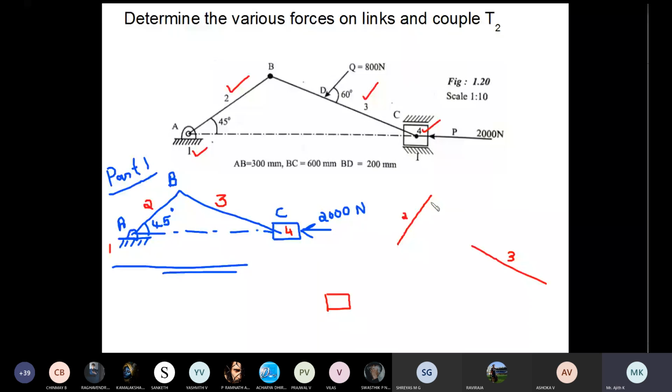And I hope you remember, while drawing these individual links, only direction is important, length is not important. So while drawing these individual diagrams, angle is important. Here 2 must be parallel to link number 2, 3 must be parallel to link number 3. But length of link number 2 and 3 is not important. You can note down that only direction or angle is important. Magnitude is not important here.